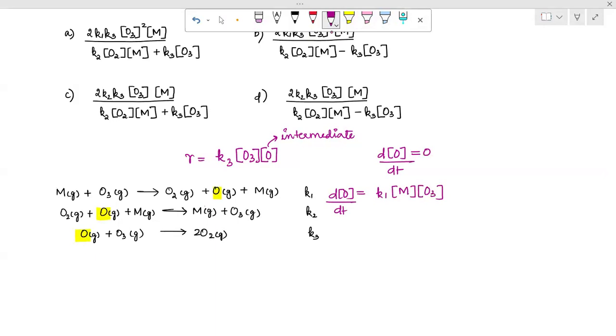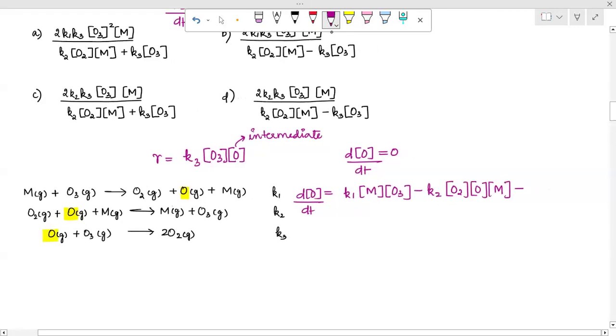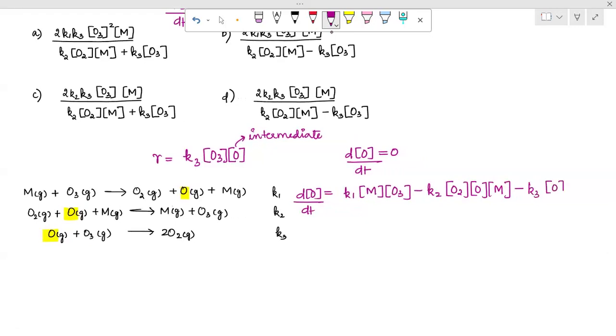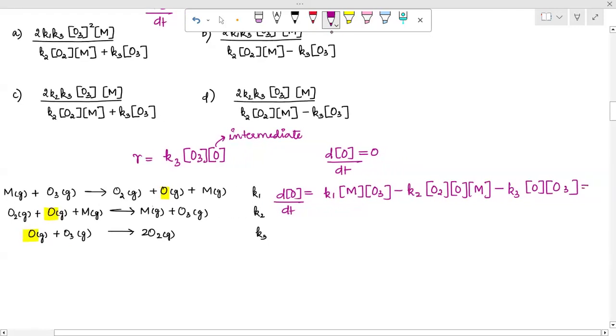In the next step, it is disappearing. So minus K2 into concentration of O2 into concentration of O into concentration of M. And in the final step, again, it is disappearing. So that is going to be minus K3 into concentration of O into concentration of O3. This is what you have. All right. And you know that this is going to be equal to 0 because it is steady state approximation.